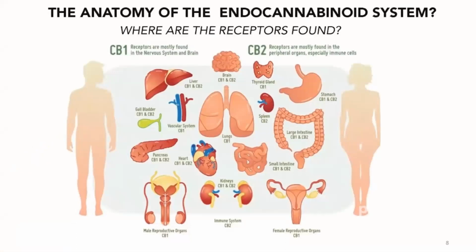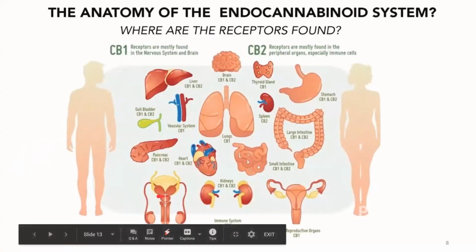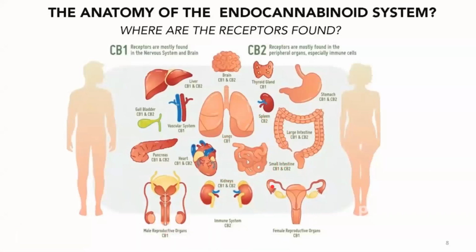It's very, very vast. Now, this picture shows where the CB1 and CB2 receptors are found. CB1 receptors are largely seen in the nervous system and brain. They're also seen in the liver, gallbladder, pancreas, heart, and male reproductive system. The CB2 receptors are largely seen in the peripheral immune system. But every system has CB1 and CB2 receptors.